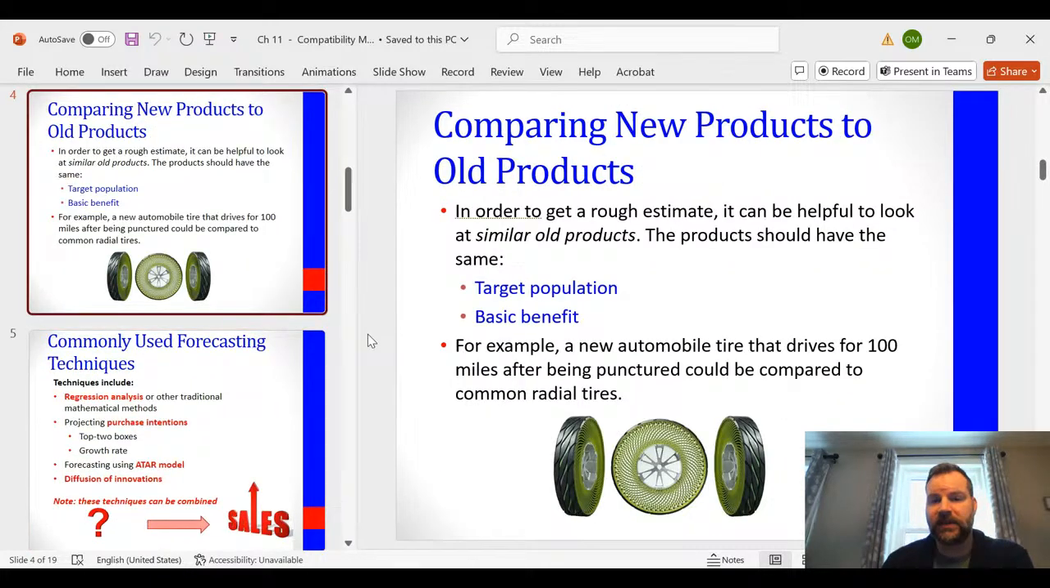So how do we predict the relative success of a new product? You can compare new products to old products, right? So to get a rough estimate, you think, what older product am I replacing? Am I hoping to replace? And they should have the same target population and basic benefit. So if you're using tires that don't puncture, you can look at common radial tires and see, okay, how quickly did those sell once they were launched?